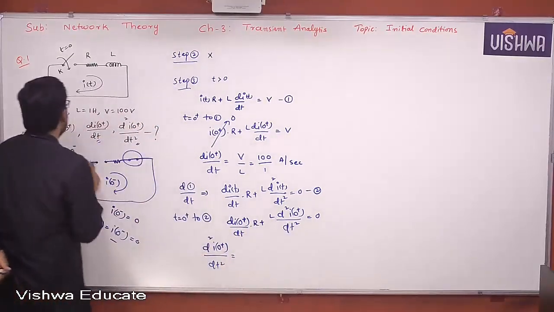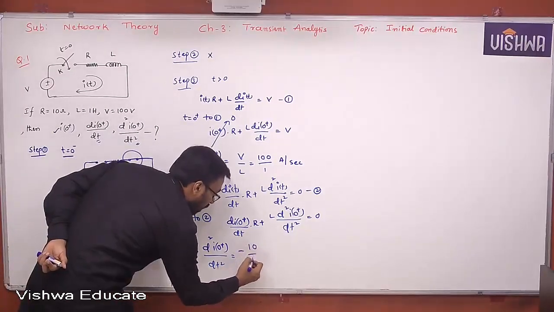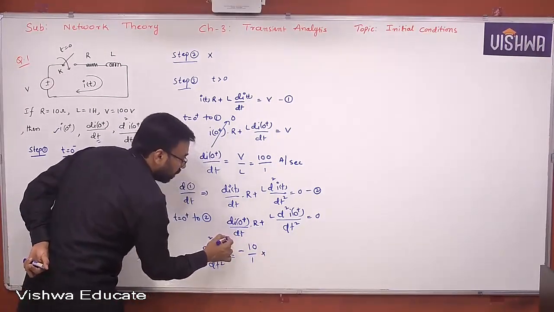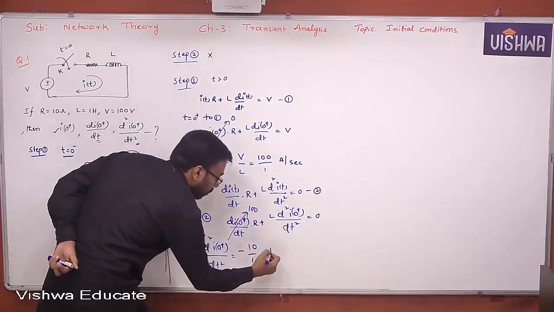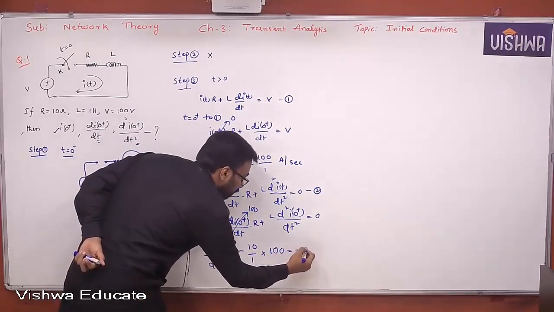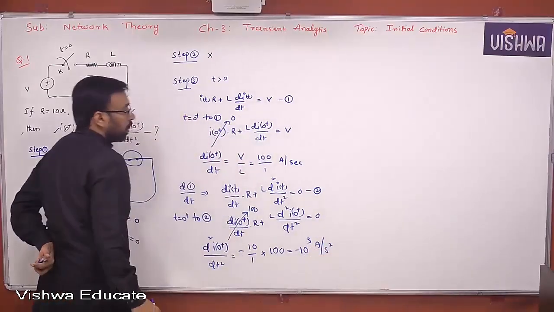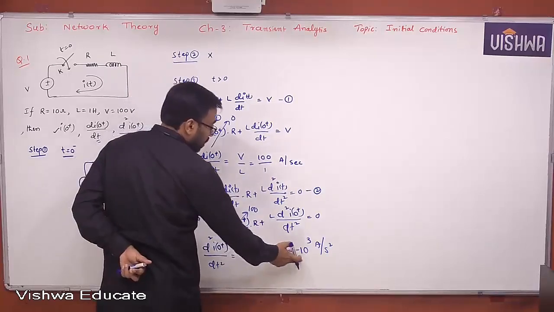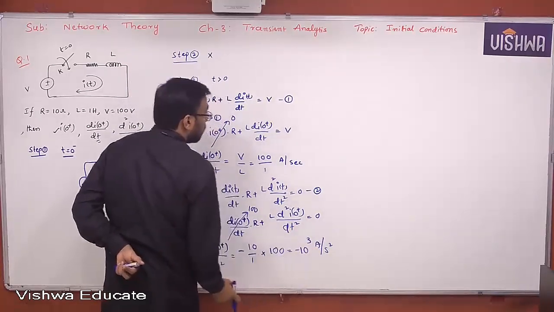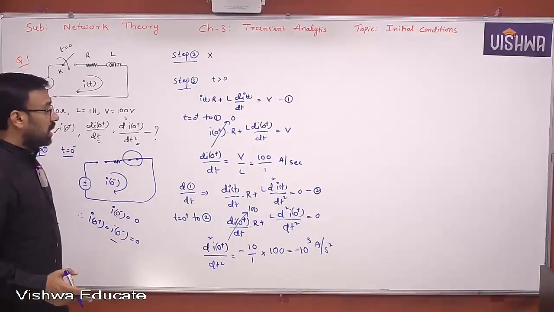What is R actually here? 10 ohm. L is 1 Henry. So minus 10 by 1 into, what is this value here? This is 100. So into 100, minus 10 power 3 ampere per second square. So this is ampere per second, a velocity component. This is an acceleration component because amperes per second square. And current is in amperes. This is how you generally solve the problem.